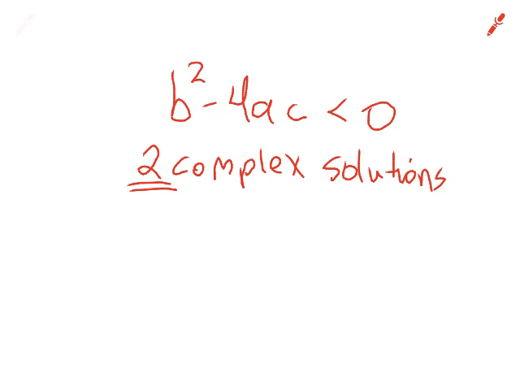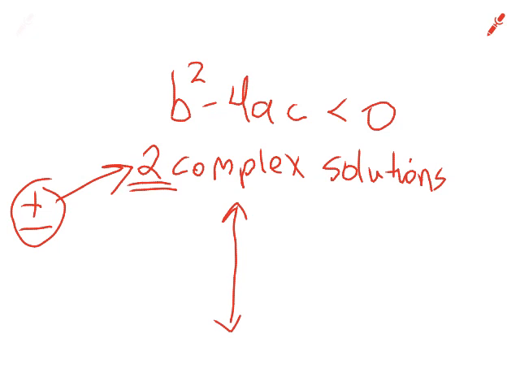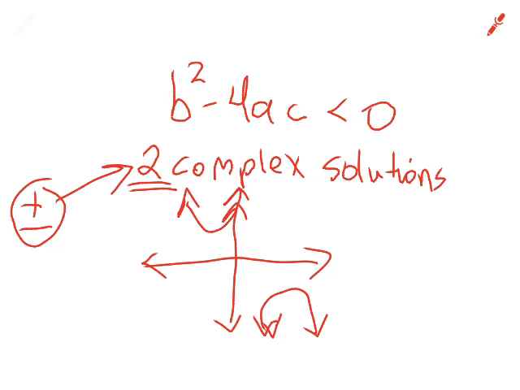Think about why you'll always have 2. Because in the quadratic formula, you're always going to have that plus or minus. So it's always going to give you, let's say, 1 plus i, 1 minus i, or 2 plus 3i, 2 minus 3i. So what does that look like on the parabola? If it opens up, it floats somewhere above the x-axis and never crosses it. If the parabola opens down, it floats somewhere below the x-axis, never ever crossing.